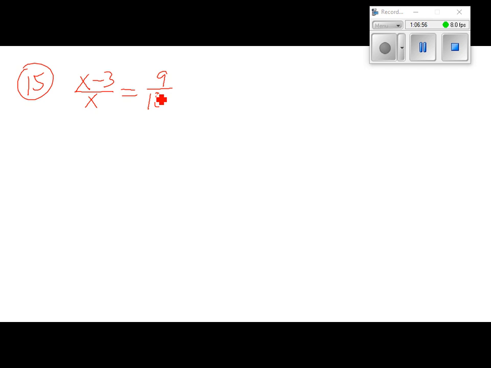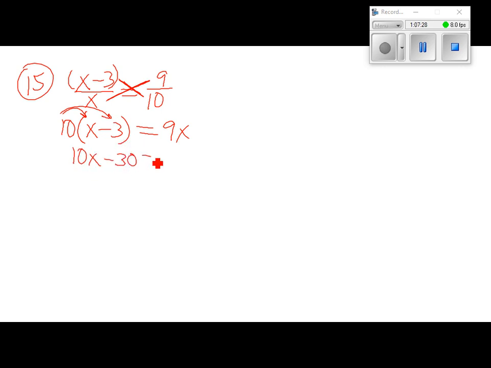All right, look at 15 real quick. We got 4 minutes left. On 15 and on all the problems after 15, you see something like this top right here. Put parentheses around it. Then when we cross multiply, you're going to write it 10 times, with the parentheses, x minus 3 equals, and then on the other side we got just 9 times x, so 9x. Here we distribute, end up with 10x minus 30 equals 9x.